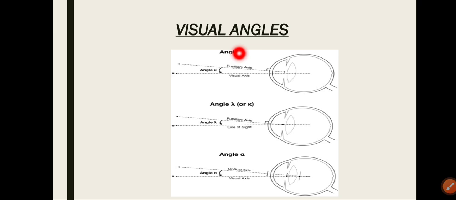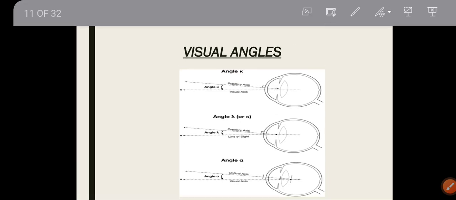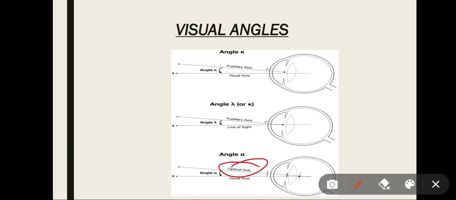Angle alpha is the angle found between the optical axis and the visual axis at the nodal point. This is the optical axis and this is the visual axis. So this will be the angle alpha.